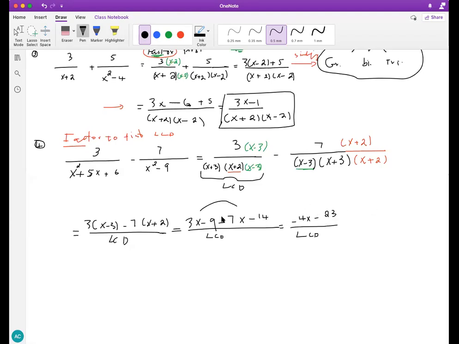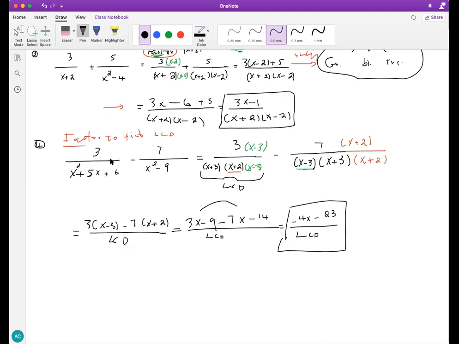Then again, after simplifying, see if we can factor here. Maybe we can end up with a common factor between this denominator and something from here, but it doesn't look like we have a common factor other than -1. So that's basically the answer to that.